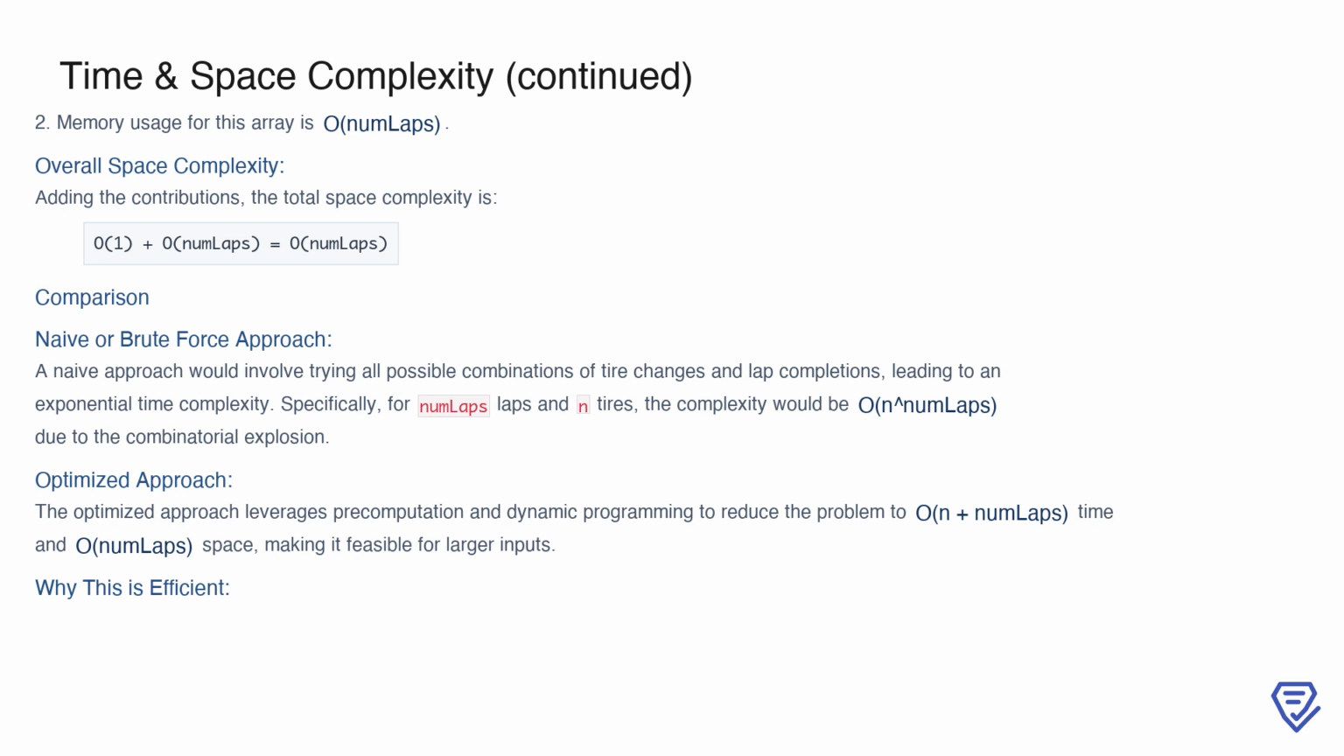To put this into perspective, let's briefly compare this optimized approach with a naive or brute force approach. In a naive solution, we might attempt to try all possible combinations of tire changes and lap completions. This would result in an exponential time complexity of O(n^number laps), as the number of combinations grows rapidly with number laps. By contrast, the optimized approach we've implemented leverages pre-computation and dynamic programming to reduce the time complexity to O(n + number laps), and the space complexity to O(number laps).